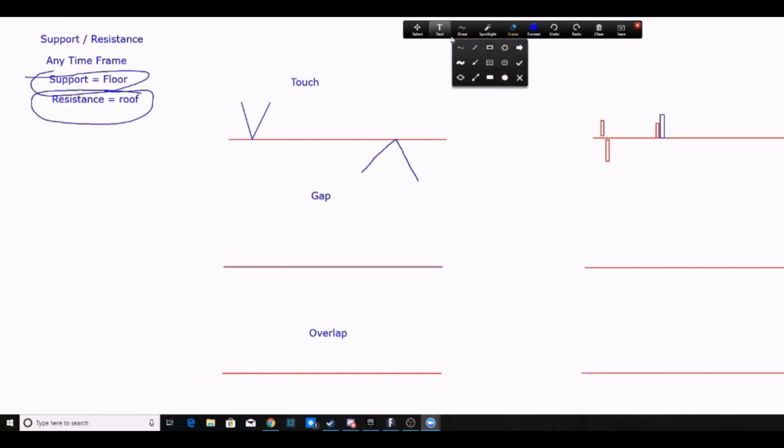So you have your gap. Simply, it just gaps the area of support and resistance. Then you have your overlap, where it overlaps the area of support and resistance. Now, broken and overlap are two different things, right? This is where we're going to get into tested candles. We're also going to get chart time with this as well.